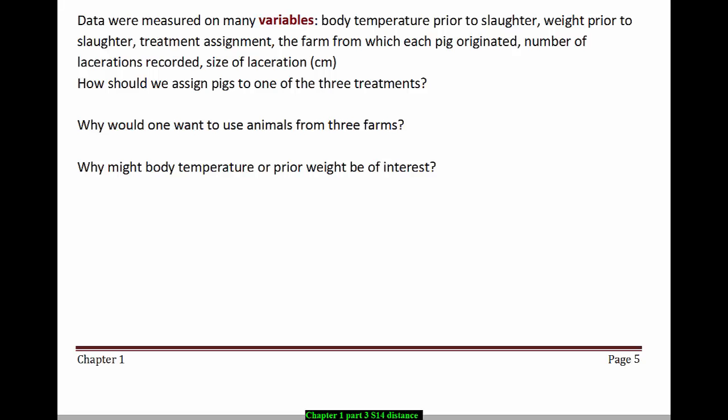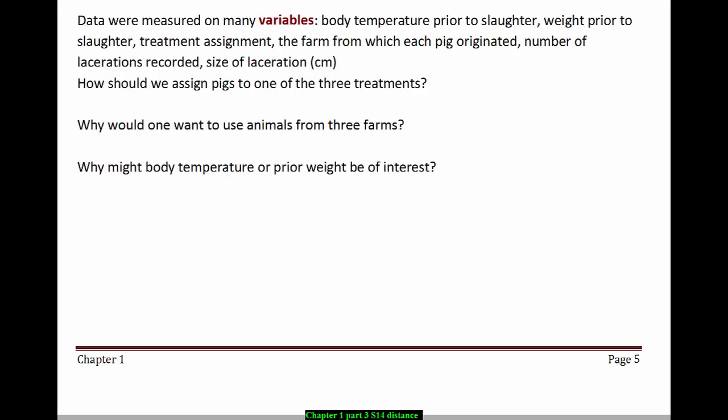We want to go ahead and take out the farm effect. So we could make sure that we get some pigs from farm 1, some pigs from farm 2, and some pigs from farm 3. And then within each farm, we need to allocate to the treatments. And so, again, it might make sense to just split it equally. So in farm 1, 5 pigs will be allocated to treatment 1, 5 to treatment 2, and 5 to treatment 3.